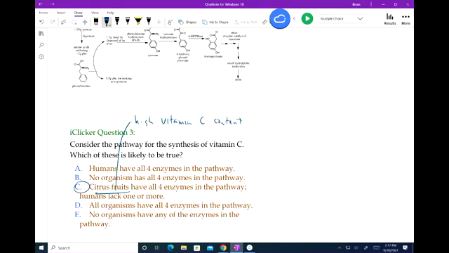It turns out that humans are unable to make gulonolactone oxidase. The gene is heavily mutated.